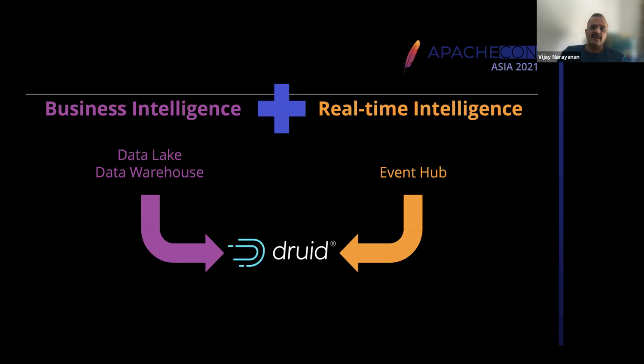Business intelligence traditionally depended on data lakes, data warehouses, Hive, for example, or even going back, your Netezzas and Verticas and legacy systems, data lakes like your blob stores, and then event hub. So Druid sits in this conjunction of real-time and business intelligence.